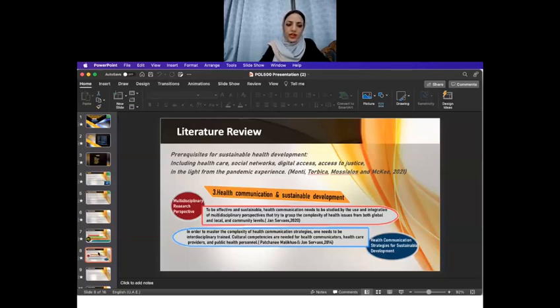The multidisciplinary approach is to be effective and sustainable. Health communication needs to be studied through the integration of multidisciplinary perspectives that try to grasp the complexity of health issues at both the global and local community levels. In health communication strategies for sustainable development, in order to master the complexity of health communication strategies, one needs to be interdisciplinary trained. Cultural competency is needed for health communicators, healthcare providers, and public health personnel as well.